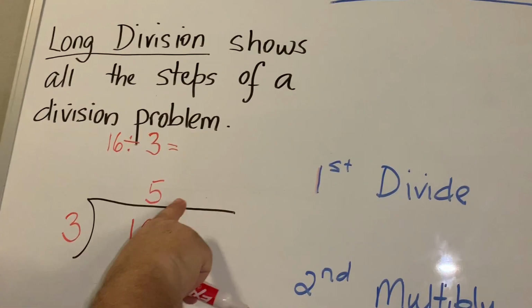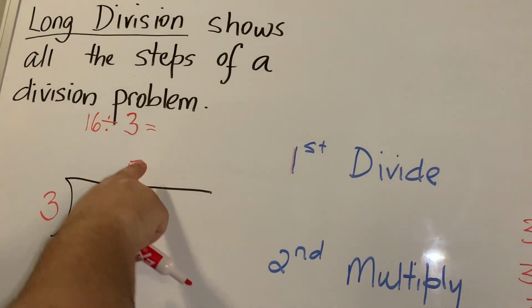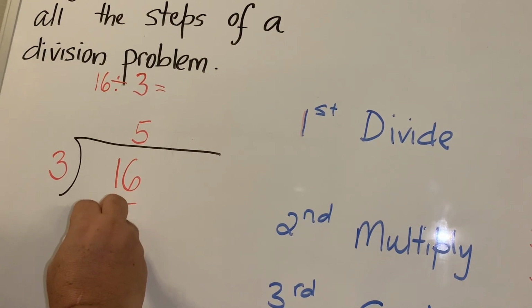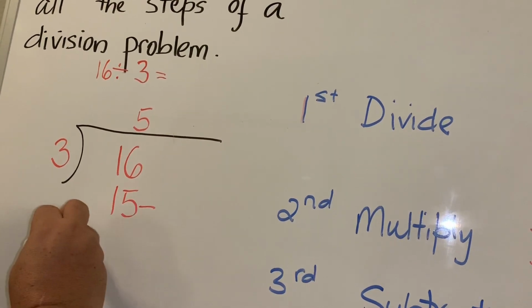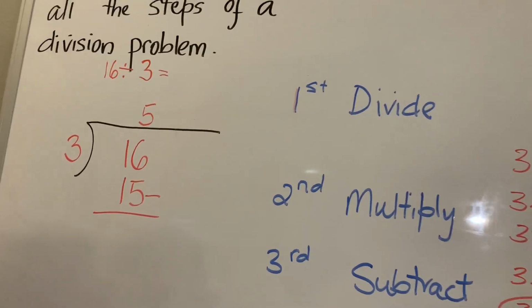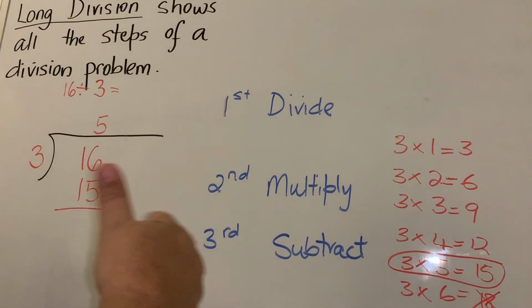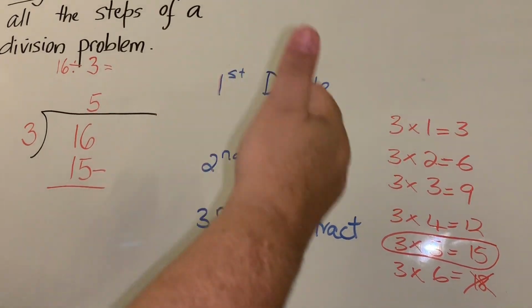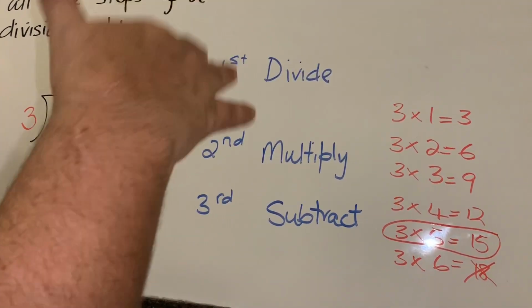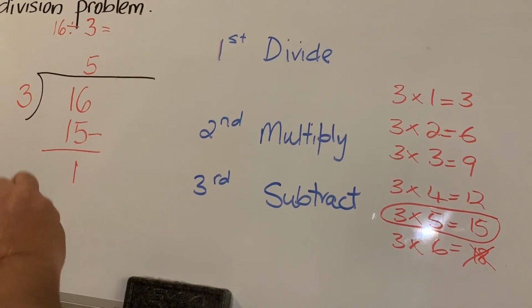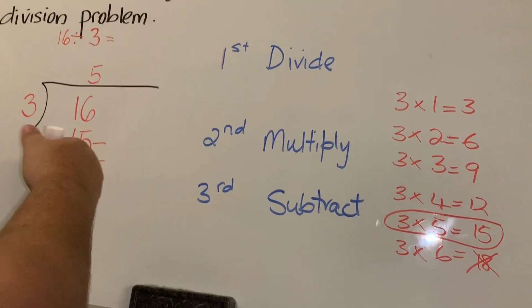So we've done the division. Now we have to do the multiplication. 5 times 3 equals 15. We have to do a subtraction. We have to check how much is left over after we take our 5 sets of 3 out of 15. And the answer is 1. 15, when you take it away from 16.